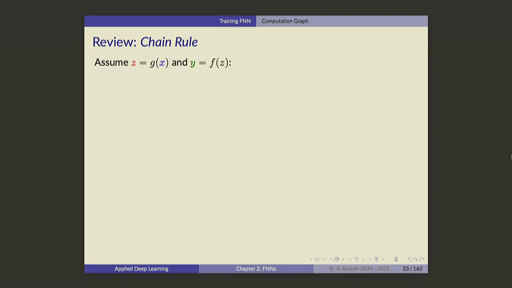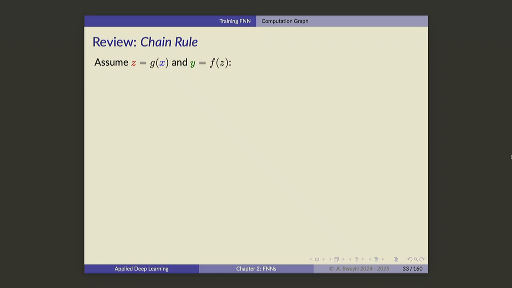Now, what is a nested function? This is not very complicated. All of you have seen it in high school. So you have one particular z computed from x, right? z is a function of x, right? And then you get this z, and you pass it through another function.